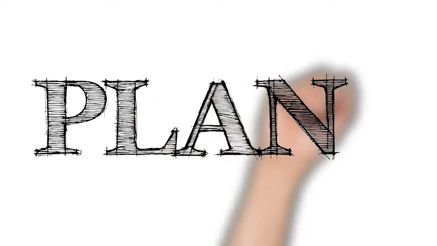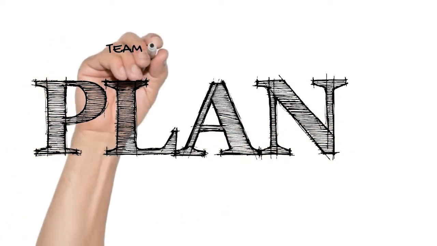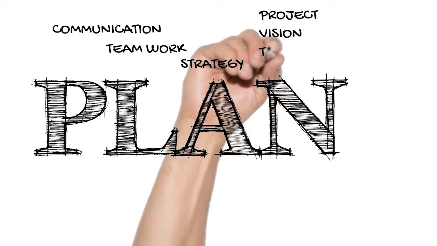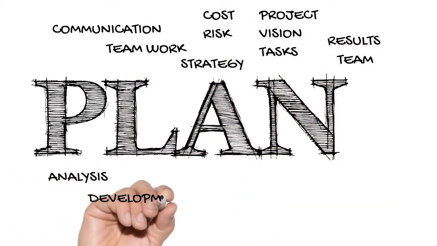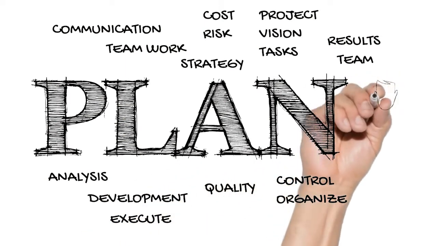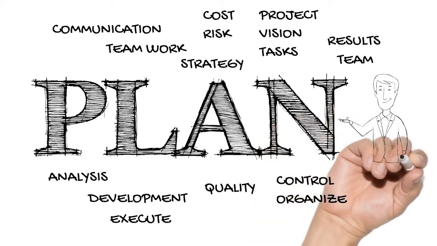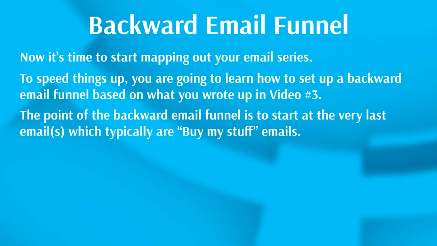In fact, if you start at the very last end goal, which is buy my stuff, you'll begin to think of the missing pieces and how you can fill them out. Let's say you have email number 12. You'll figure out email 11, 10, 9, 8, 7, 6, 5, 4, 3, 2, 1 very, very easily. Psychologically, you'll be able to speed it up, and you'll be able to create a higher converting email funnel.